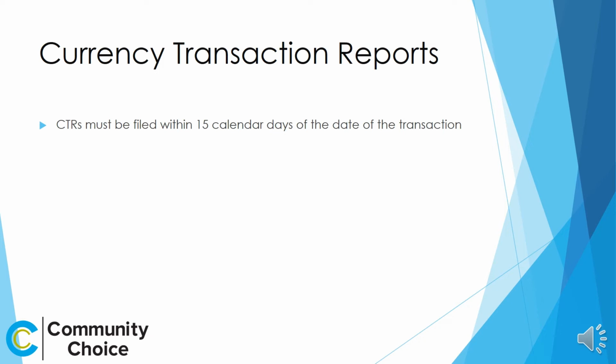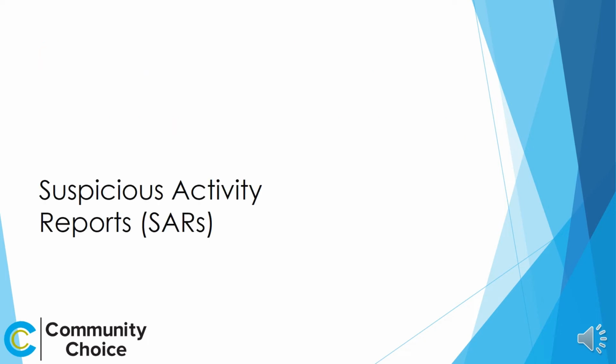The credit union is required to file a currency transaction report within 15 calendar days of the date of the reportable transaction. The next reporting requirement under the Bank Secrecy Act has to do with suspicious activity reports, or SARs.